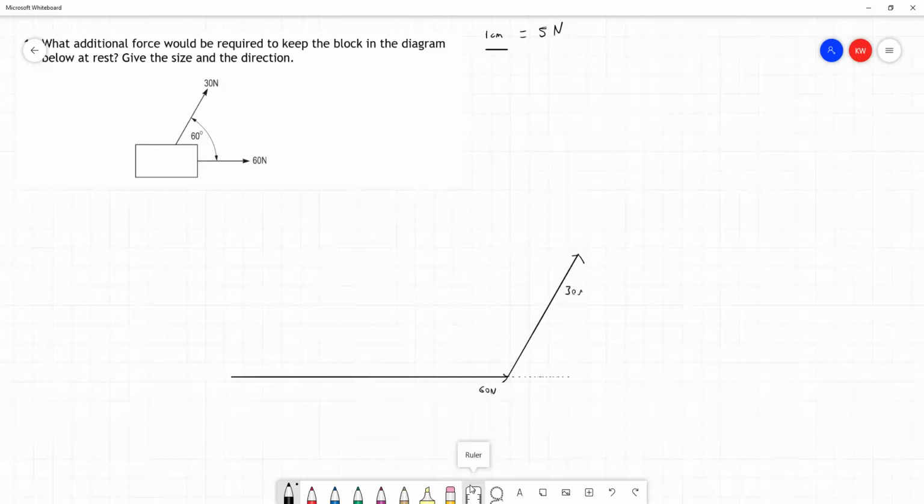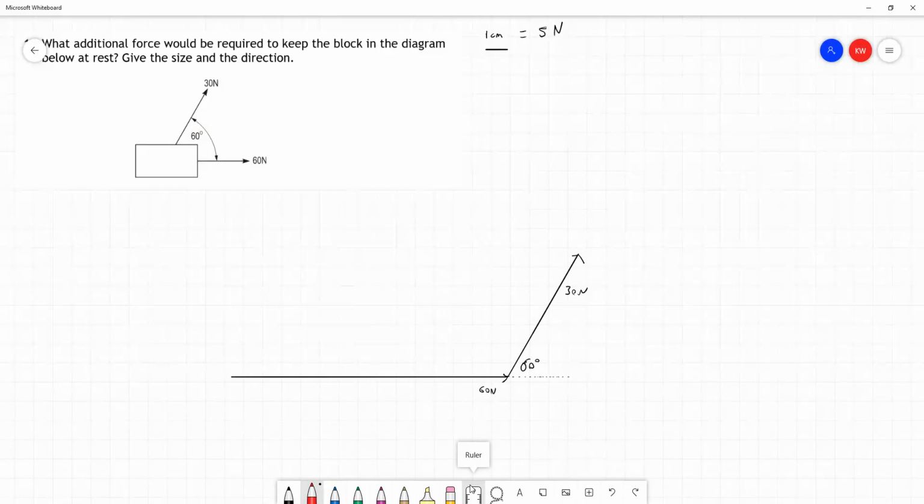With the 30 Newton vector, I'm just keeping my angles marked in here, 60 degrees, so that I can see that, yes, I have 60 degrees here, I have 60 degrees here. I am keeping these lines. It's like taking the individual lines from the diagram and just pulling them apart and joining them end to end.